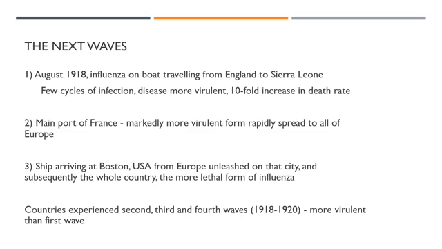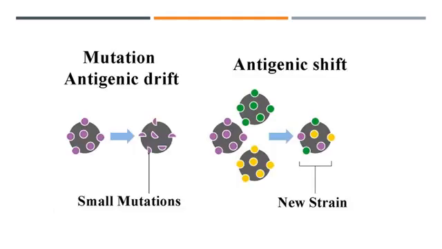At the same time it hit the main port of France, there was another mutation that was markedly more virulent, and it spread throughout Europe. And then a ship arriving at Boston from Europe infected that entire city. And all 3 of those were much more lethal forms of influenza. And then other countries experienced 2nd, 3rd, and 4th waves that were all more deadly than the first wave.